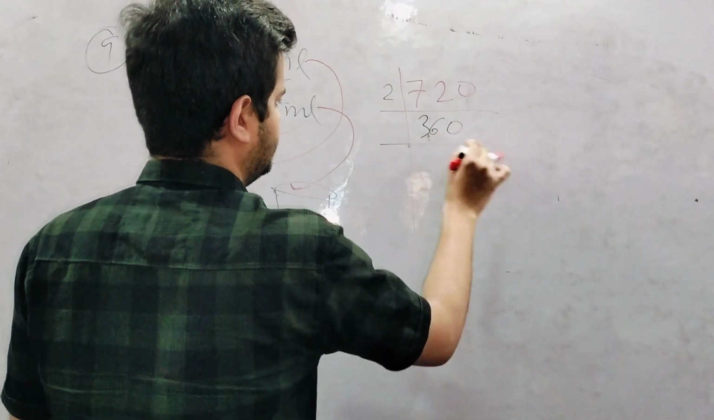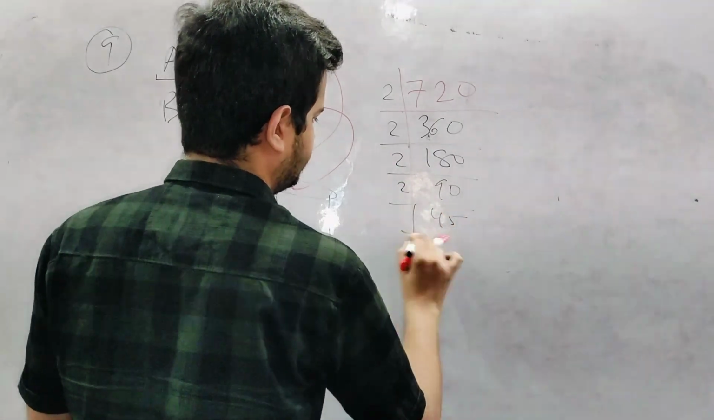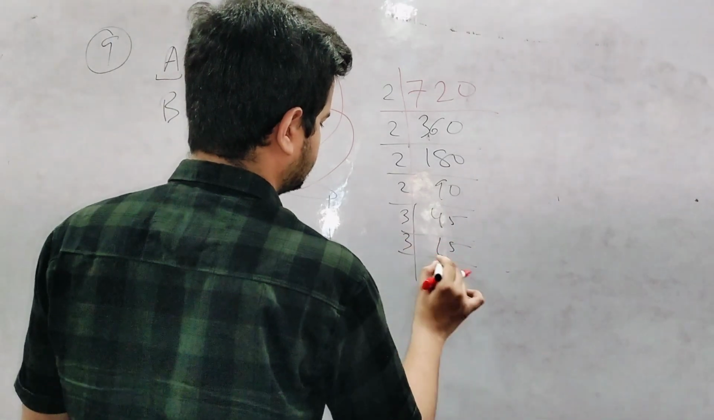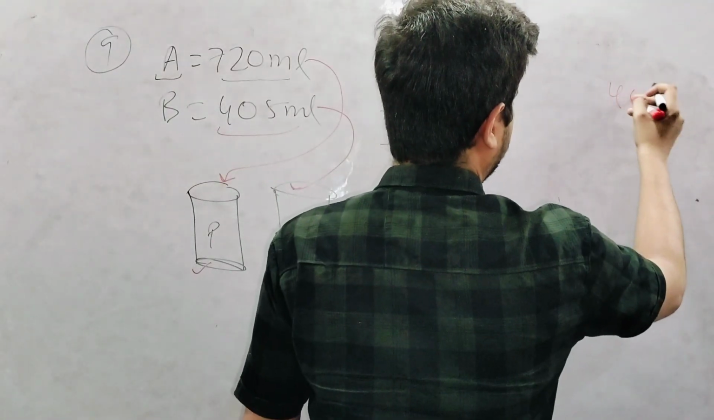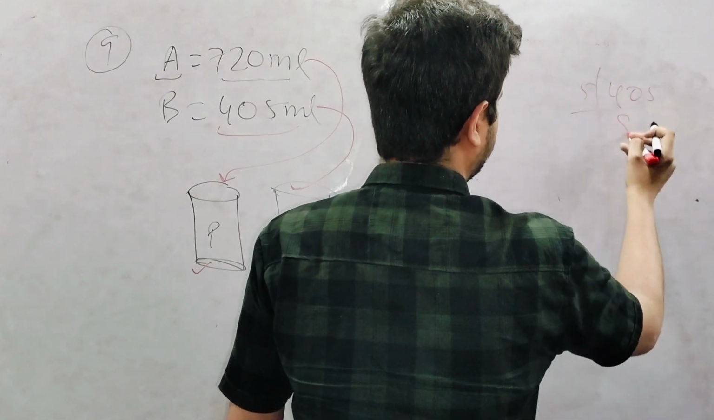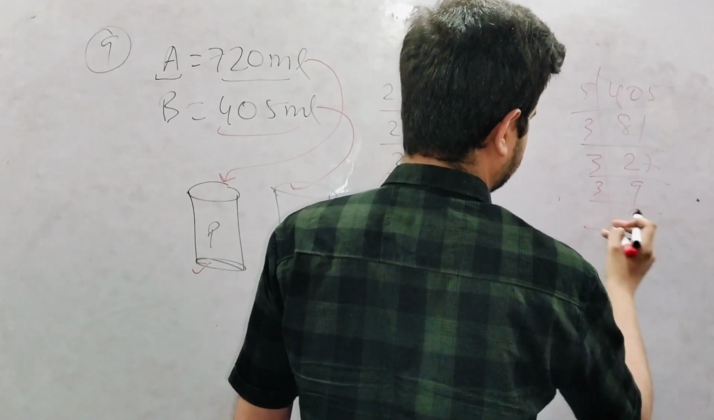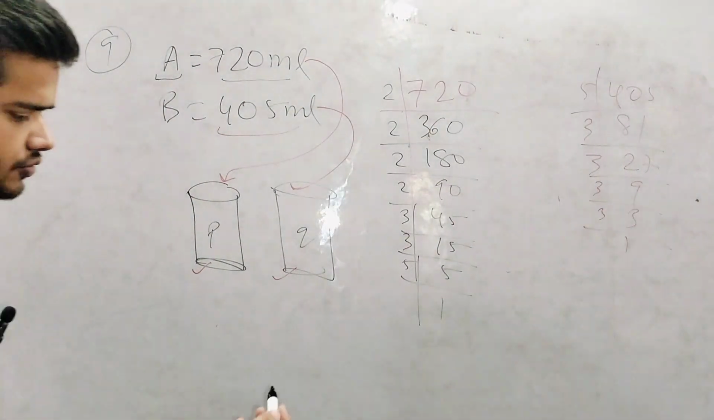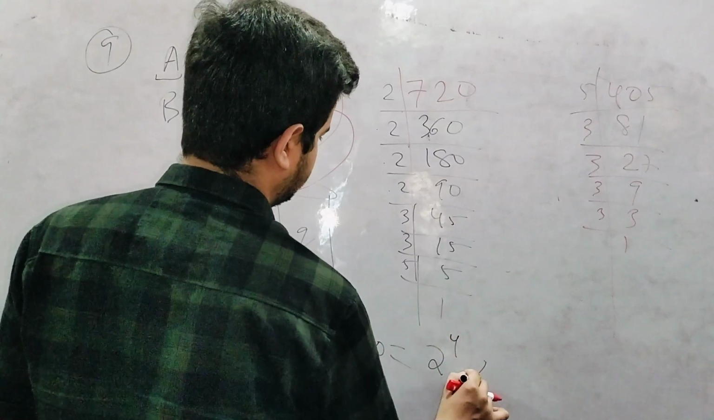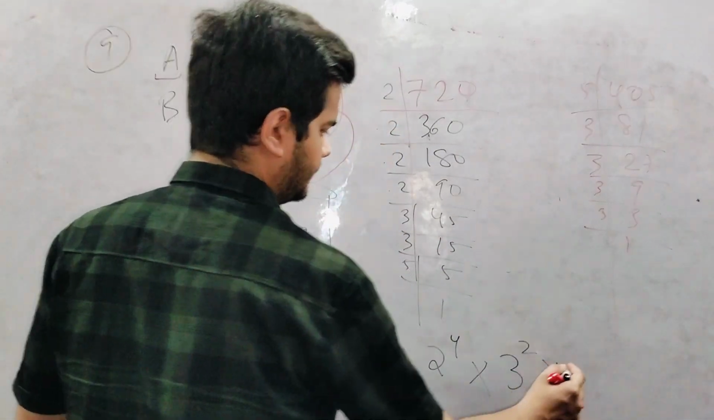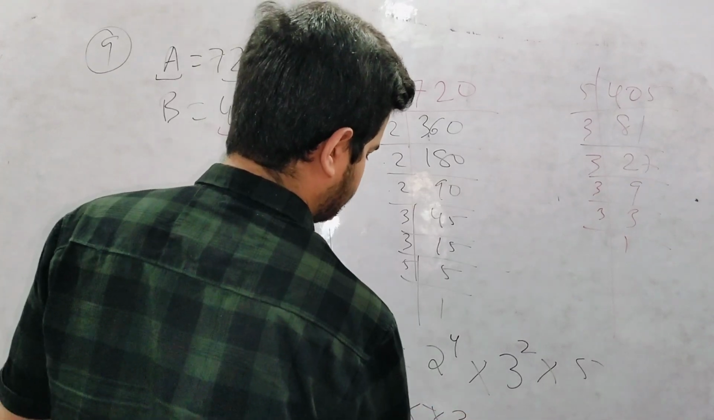2 360, 2 180, 90, 45, 15, 5, 1. And 405 becomes 5, 81, 27, 9, 3, 1. Okay, so this 720 is 1 2 3 4, 2 power 4 into square of 3 into 5, and this 405 is 5 into 3 power 4.